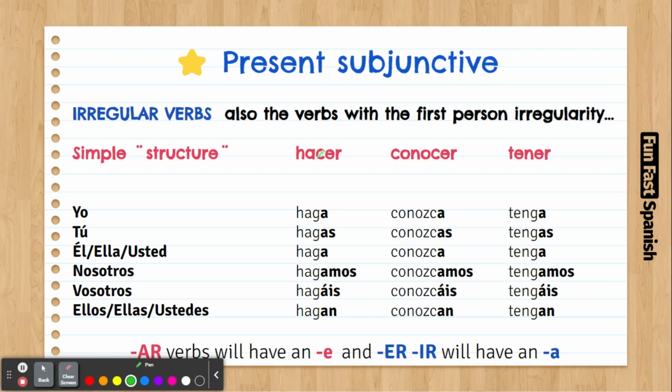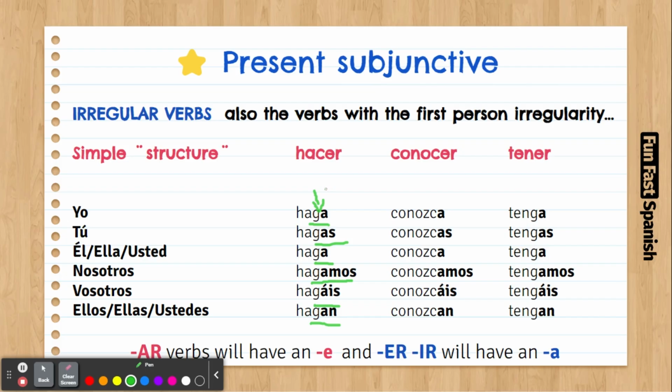Look, hacer, yo hago. Remember yo hago? Then it's going to be yo haga, tú hagas, él haga, nosotros hagamos, vosotros hagáis, ellos hagan. So the G stays here for all of the other conjugations.